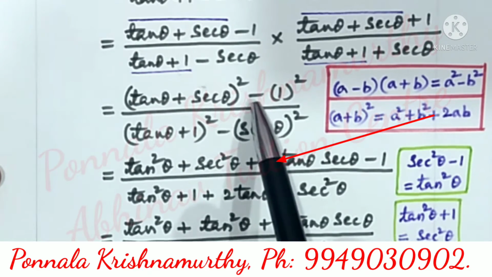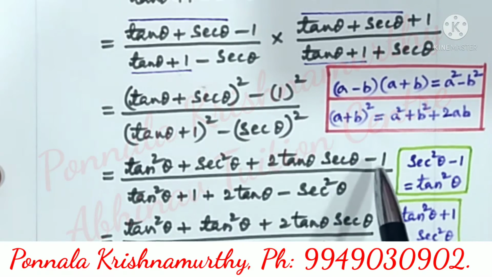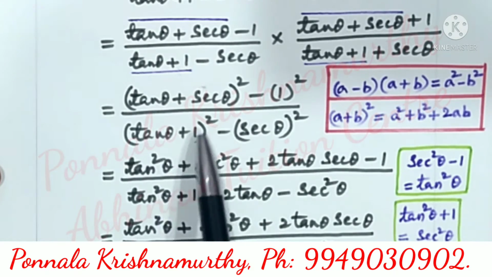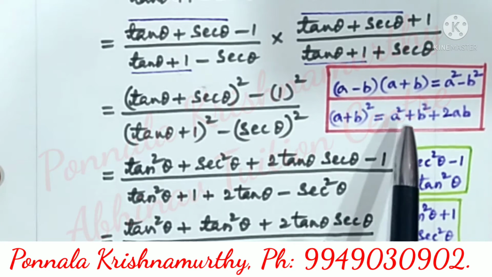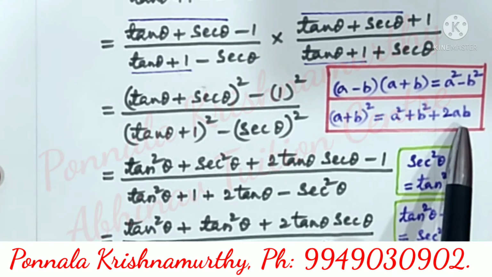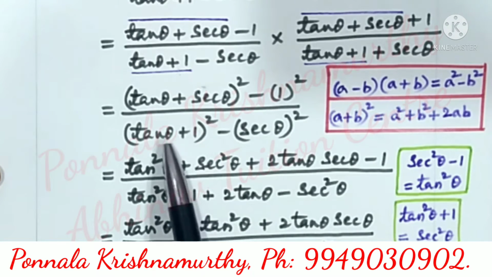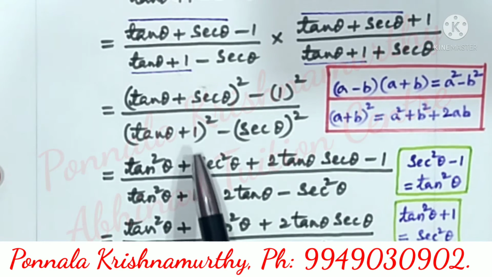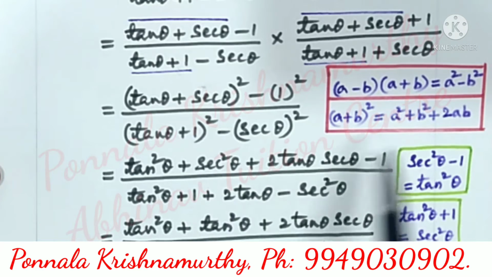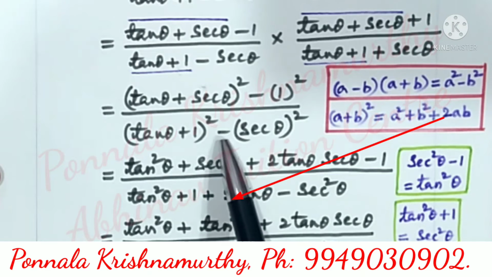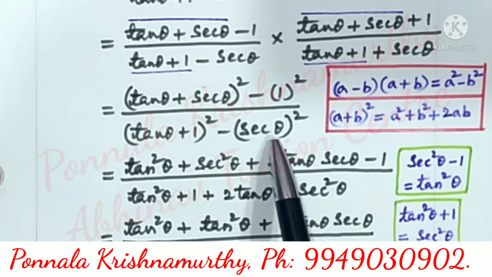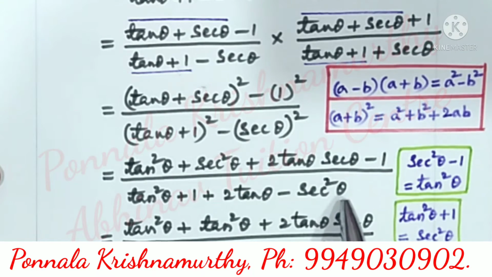This minus is here and 1 square is 1 by, here we have (tan theta plus 1) whole square. This is in the form of A plus B whole square again. So that is equal to A square plus B square plus 2AB. So this is A, this is B. Tan square theta plus 1 square is 1 plus formula 2 into tan theta into 1 is tan theta. This minus is here. Secant theta whole square is secant square theta.